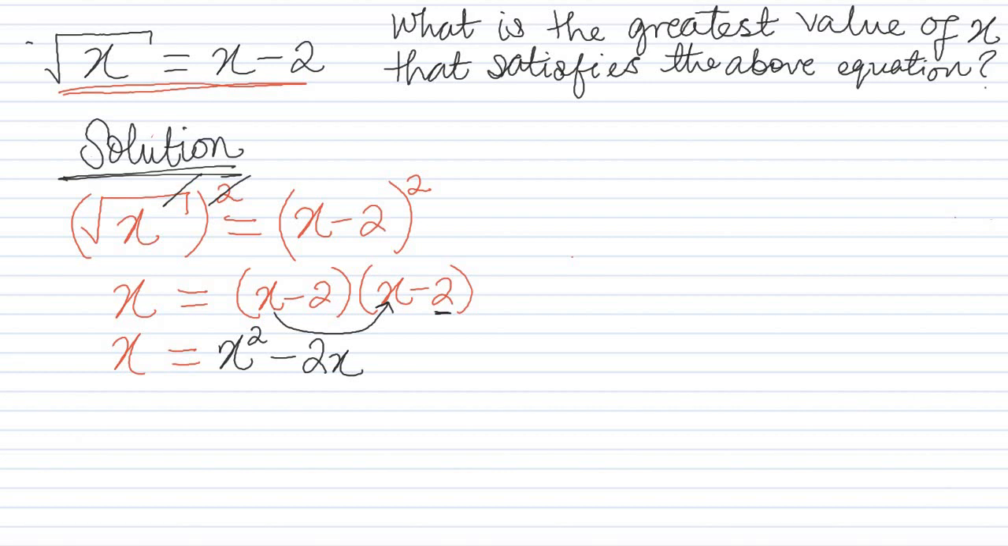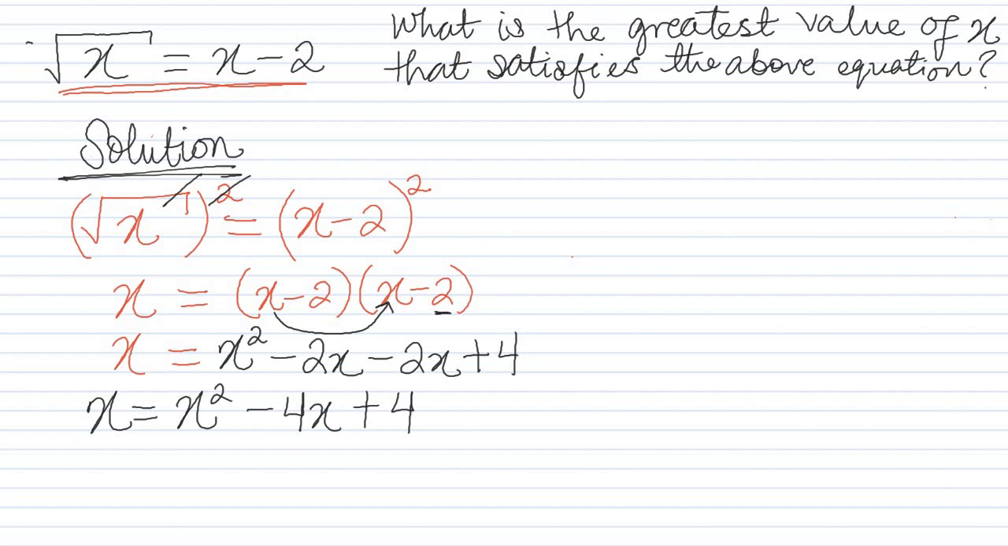Then the inners. What is innermost in this one and innermost here is -2 in the first parenthesis and x in the second parenthesis. So -2 times x is just -2x. And then the last term in each of the parentheses: -2 multiplied by -2 is +4. So we're going to have x equals x squared, -2x and -2x gives you -4x, plus 4. So this is basically our work so far.